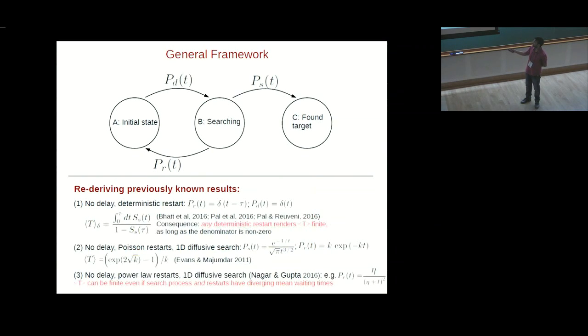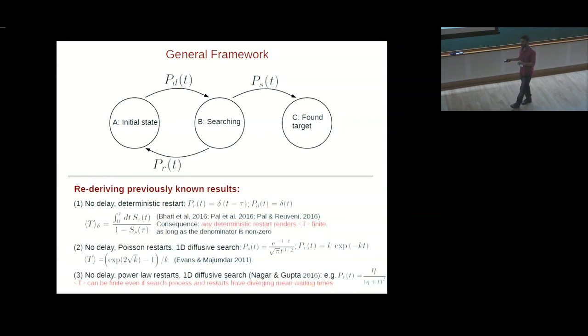A couple of cute results exist which tell you something about how restarts make these search times finite, or for instance, what stochastic restarts do. But essentially, the point of this slide is to say this is roughly what most work has focused on, which is to understand what kinds of restarts minimize the time to completion, okay?